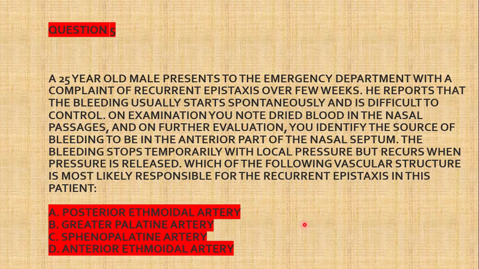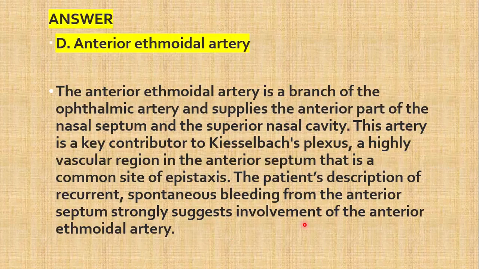Remember that there's an anastomosis of arteries, okay, within this area, and that area is known as Little's area, and that plexus of arteries is known as Kiesselbach's plexus. So the anterior ethmoidal artery is a branch of the ophthalmic artery and supplies the anterior part of the nasal septum and the superior nasal cavity.